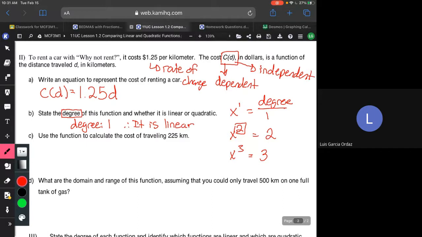Wait, why is it linear? Because my degree is 1. Yes. But where's the x? Would x be the d in this case? So x would be the d in this case. So depending on the question, your x can change. It can be D, H, I, J, K, any letter of the alphabet, to be completely honest with you.